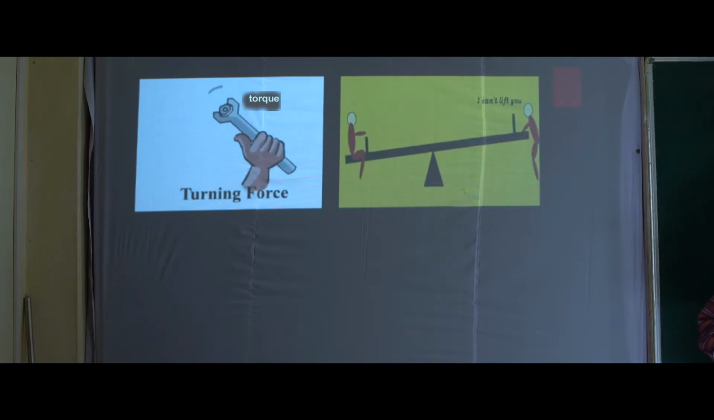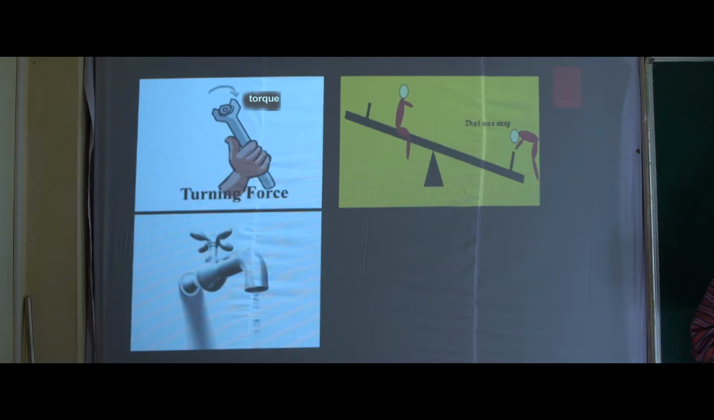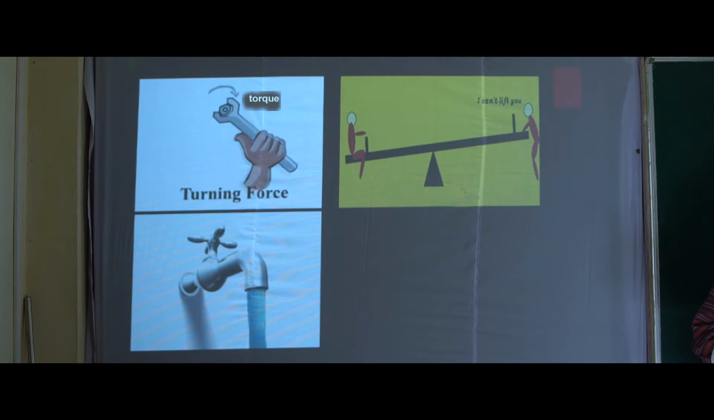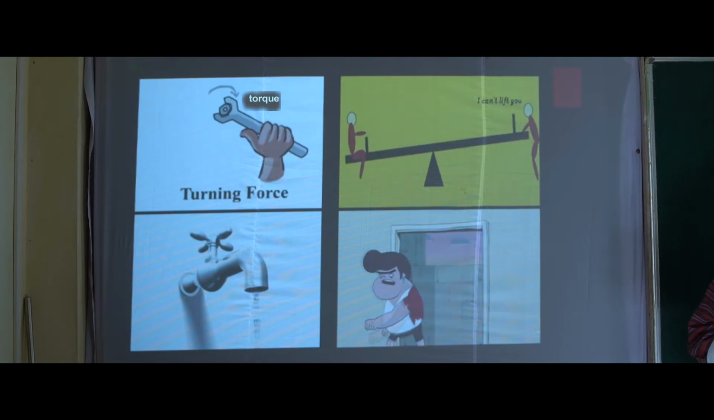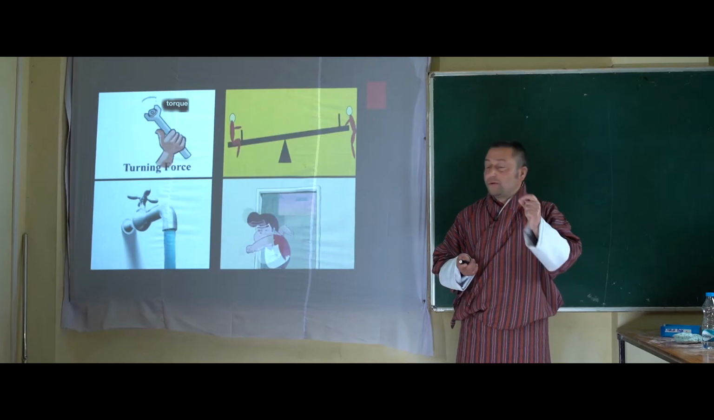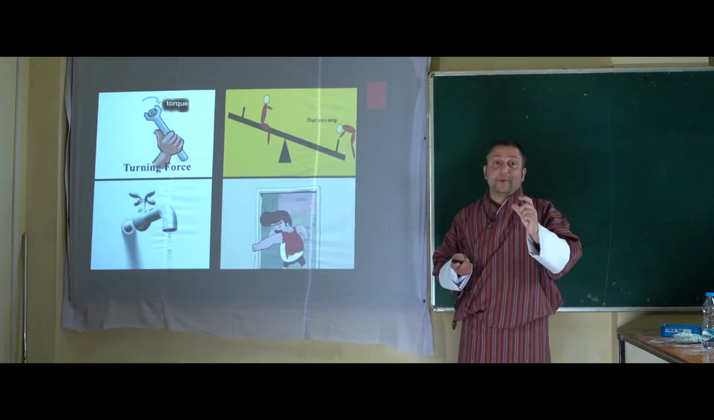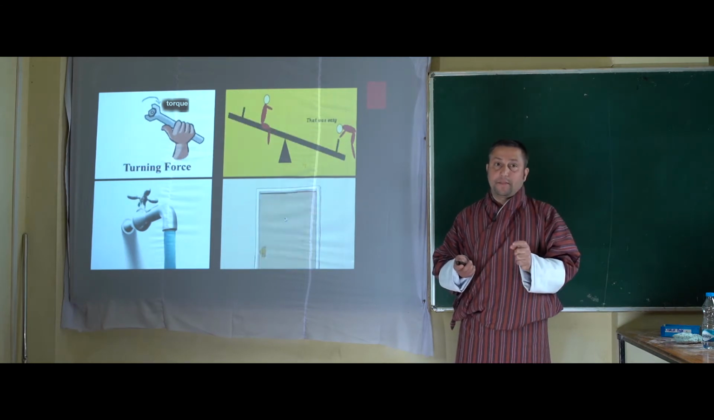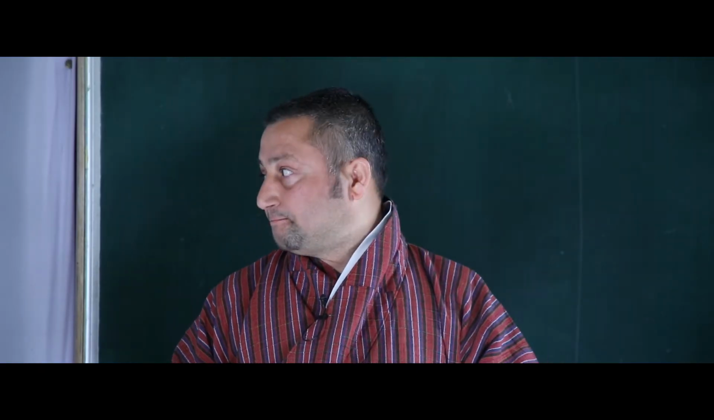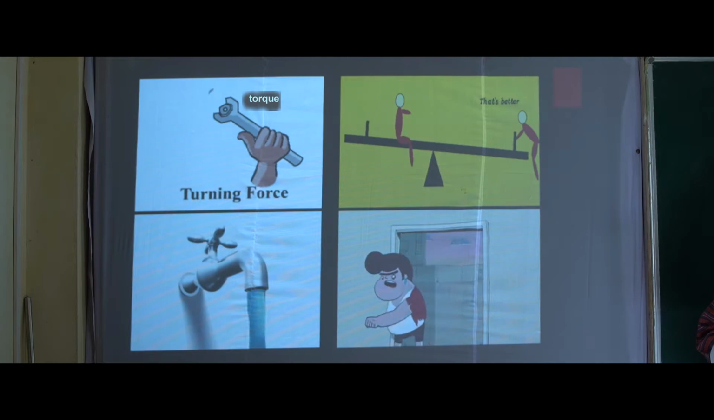You can see this: working of a wrench. Another one, seesaw. What is this? Opening and closing of the water tap. Here, closing and opening of the door. In all this, if you look carefully, the force is applied so that the object moves about a fixed point called the pivot. In other words, it's also called fulcrum. Later on, we are going to look at that.